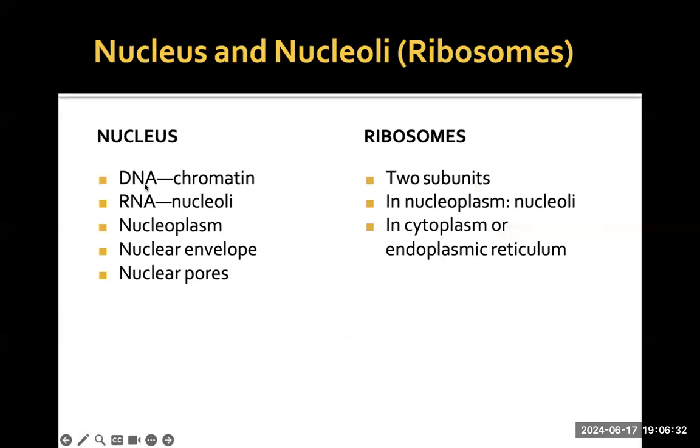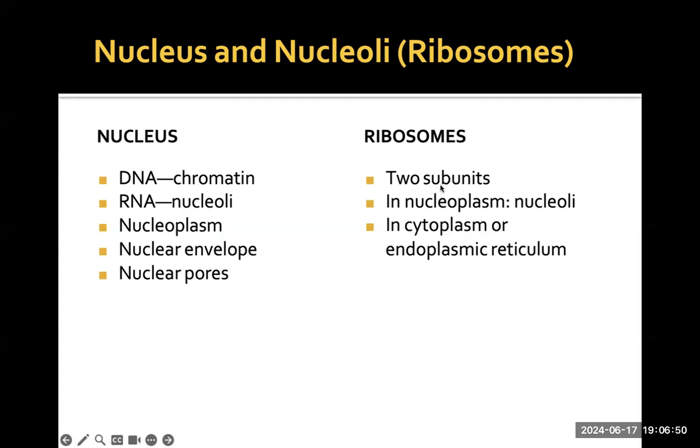So the nucleus, you have DNA and chromatin. You have RNA, which is going to be in the nucleoli. You have a nucleoplasm, which is like the cytoplasm of the nucleus. A nuclear envelope, which is around the outside. And then again, the pores, which are embedded in the nuclear envelope.